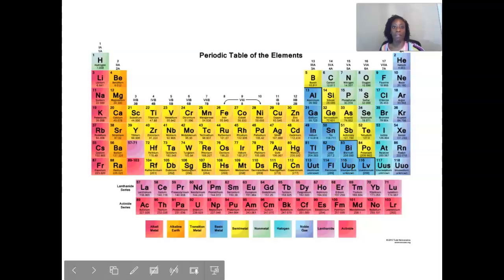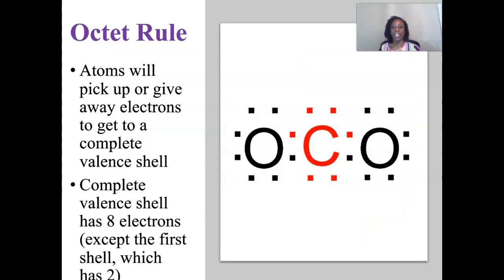So to get a complete valence shell, and in the case of hydrogen, this would take only 2 electrons, not 8, these other atoms have 2 options. They can pick up electrons from the valence shell of another atom, or they can release electrons from their own valence shell. So those are the 2 things that they can do to get a complete valence shell. And this is called the Octet Rule, the gain or loss of electrons to complete the valence shell. So atoms will pick up or give away electrons to get a complete shell.